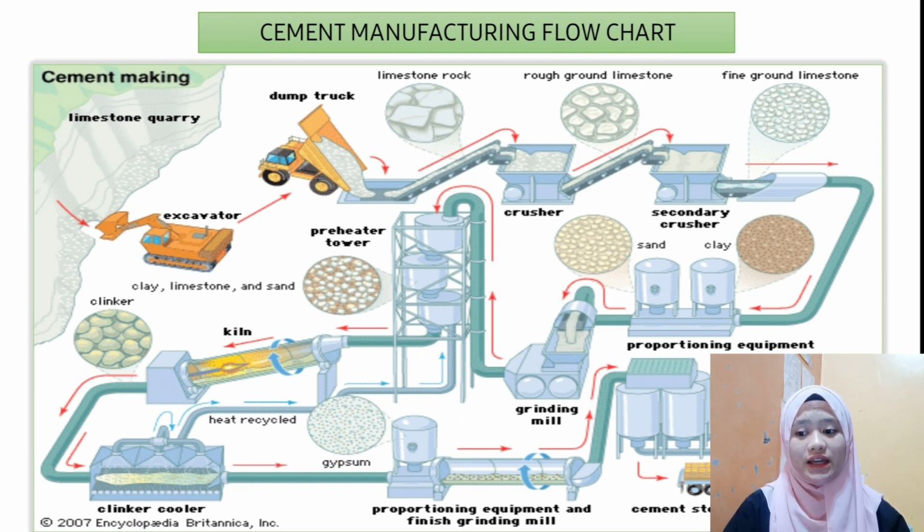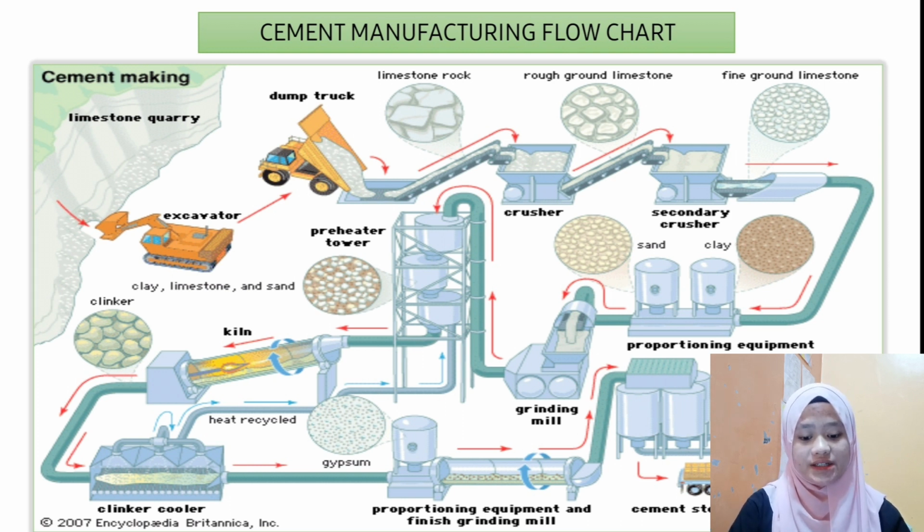So they are taken to the crusher, and then the secondary crusher, and then the proportioning equipment, and they are ground in a grinding mill. After that they are heated in a 1450-degree kiln. After they are heated in the preheater tower and combined, they will form a clinker.